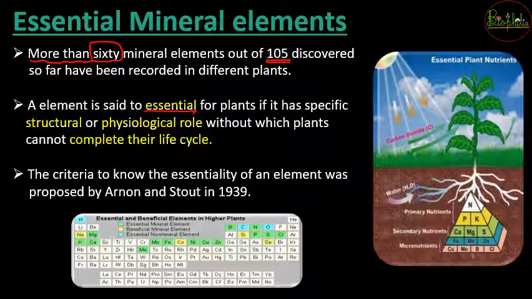The criteria for deciding essential elements were proposed by two scientists, Arnon and Stout, in 1939, who gave the essentiality criteria. So what the essentiality criteria are, we are going to see in the next slide. Which elements are going to be essential for the plant is selected by some criteria. So let's see these criteria one by one.